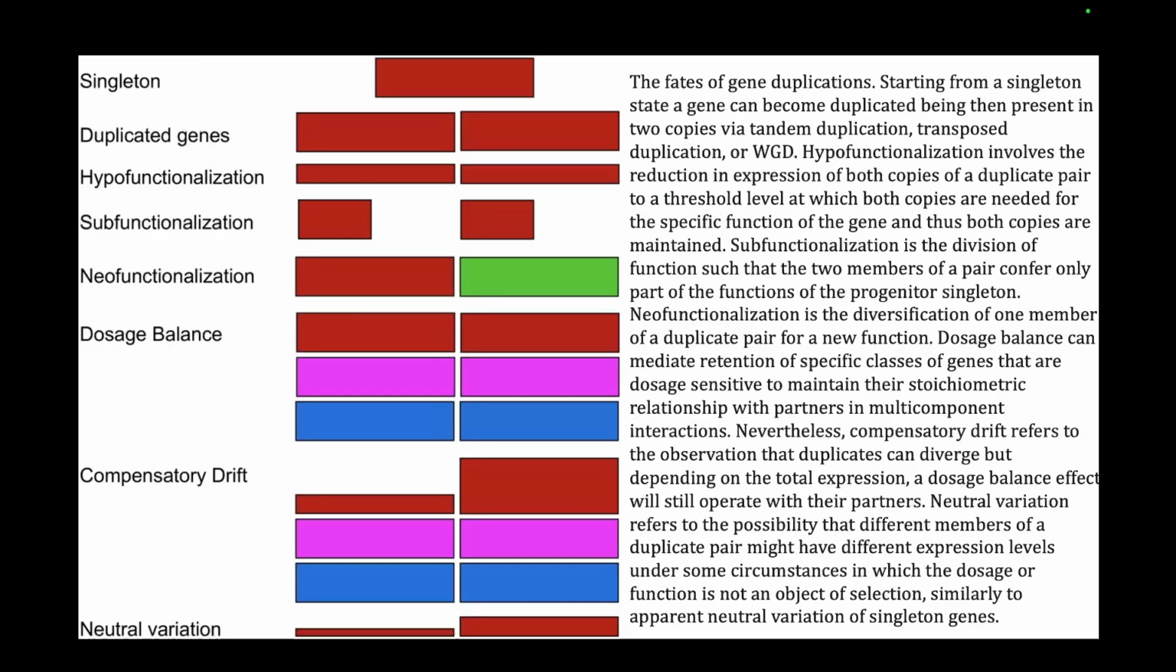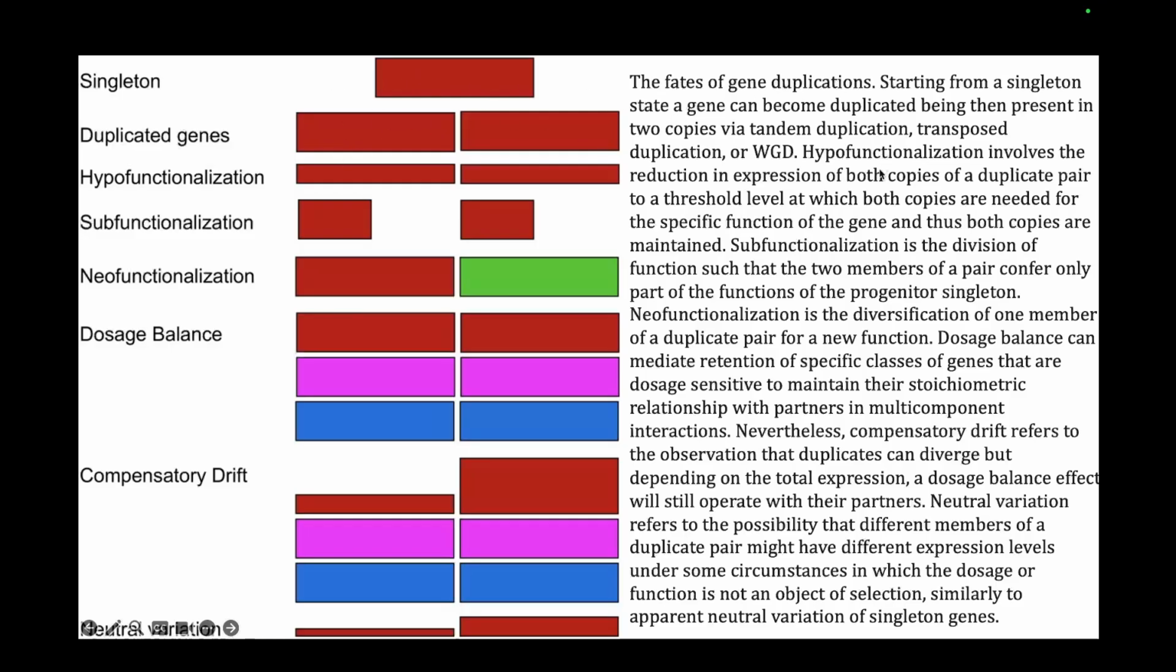Okay, so what can happen if genes are duplicated? What are the fates of these gene duplications? The first example would be a singleton. A singleton is basically a single copy of the gene. Starting from a singleton state, a gene can become duplicated, then present in two copies via tandem duplication. It's just the same region of the genome that has been duplicated. So this is one copy, the normal gene. Now the gene has become two copies.